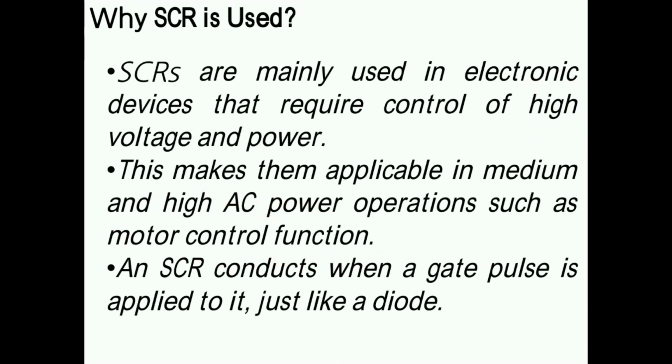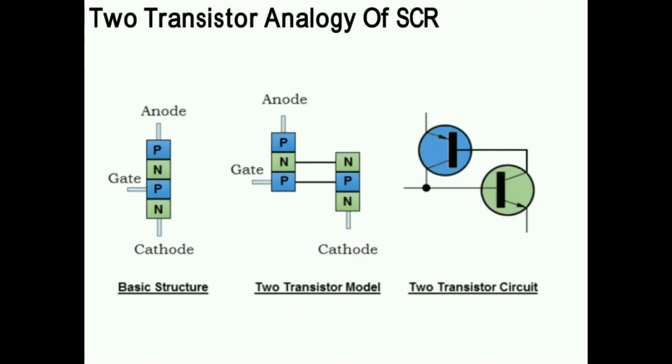Whenever we apply a pulse at the gate terminal, the SCR becomes on. Without a gate pulse, SCR does not conduct. Means it conducts only at a very high voltage when we do not give any gate pulse. Now the gate pulse is related to the conduction of the SCR.